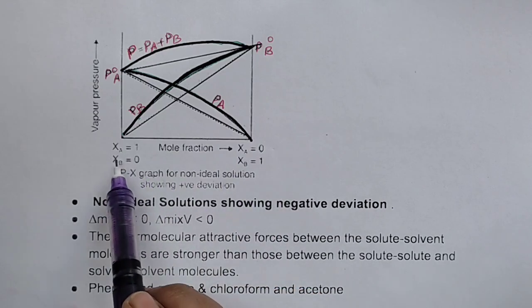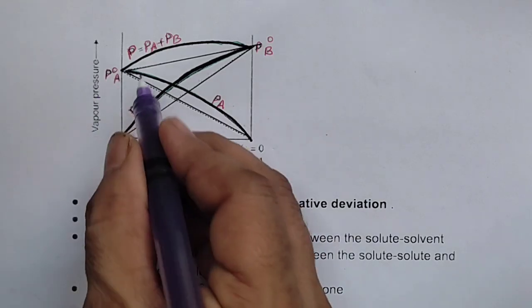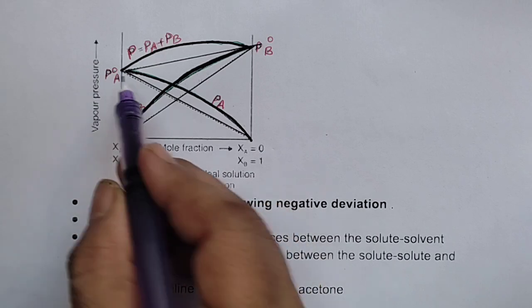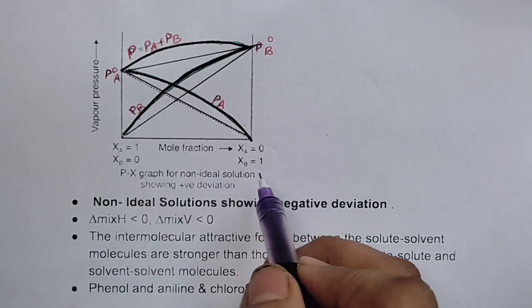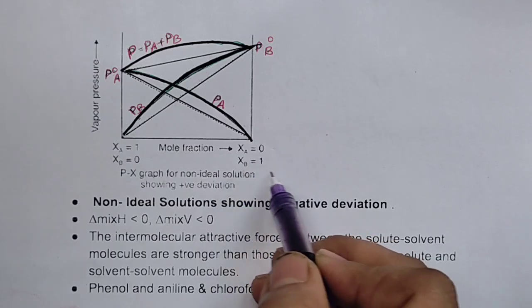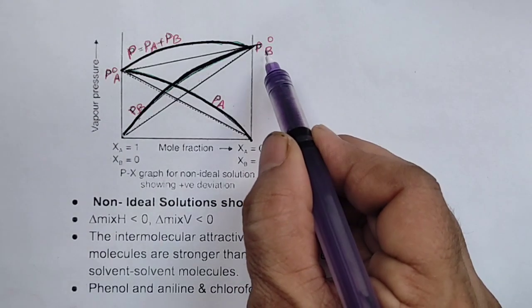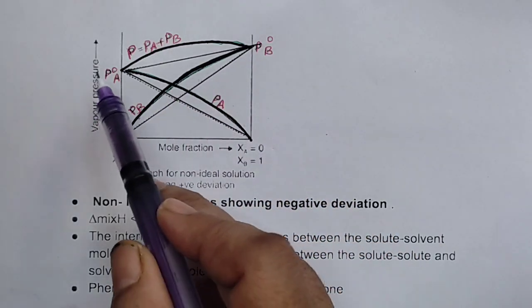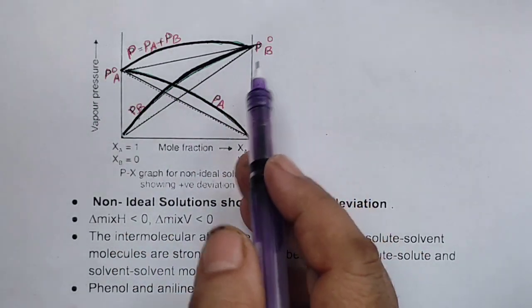For the first component on this side, if I am writing A here, chi A is 1, so it's PA naught. B is 0. On this side chi B is 1 and chi A will be 0. So if B is maximum, its pressure will be PB naught. This way it's PB, this way it's PA, and the sum is PA plus PB.